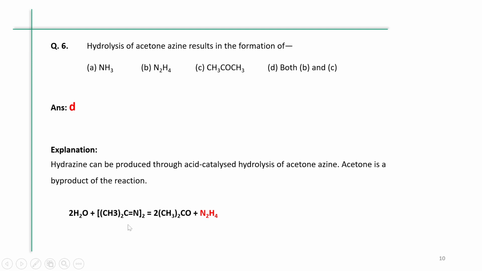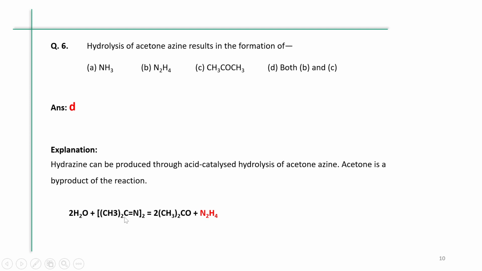Acetone azine means acetone is (CH3)2C=O. Azine means in place of oxygen, nitrogen will be present, and it is actually the dimeric form. So acetone azine will be hydrolyzed in presence of water, and then acetone will be the byproduct along with the nitrogen, along with the hydrazine. How this reaction proceeds, we can see oxygen will be having a lone pair.